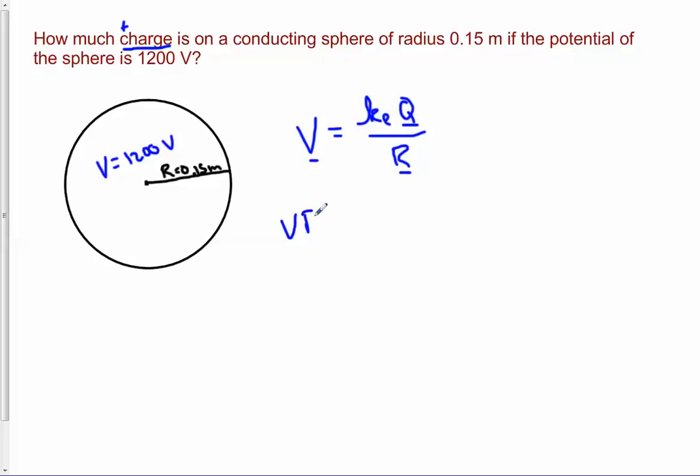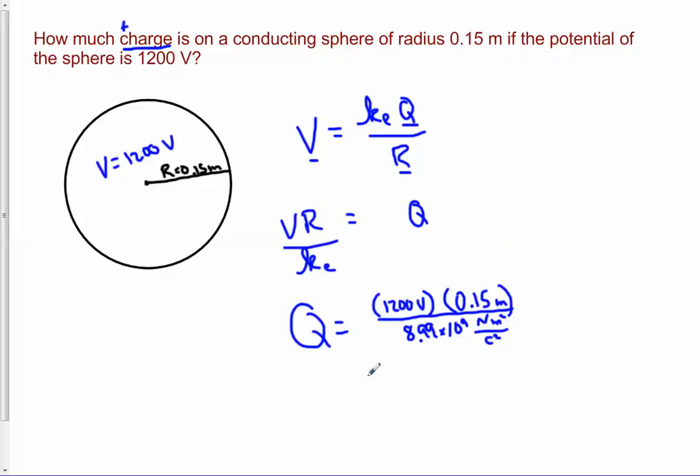So if I move things around, and let me just divide by the k_e, there we go. There's a formula for Q. All right, so then we plug numbers in, and that ends up being 2.00 times 10 to the minus 8th coulombs. We could call that 20.0 nanocoulombs if we wanted to. So a little bit of charge, and that's what's causing the sphere of 15 centimeter radius to be at 1200 volts. Okay, so that's the idea.